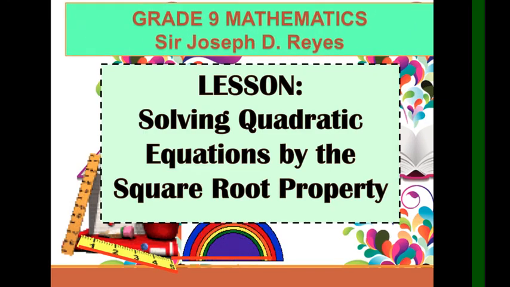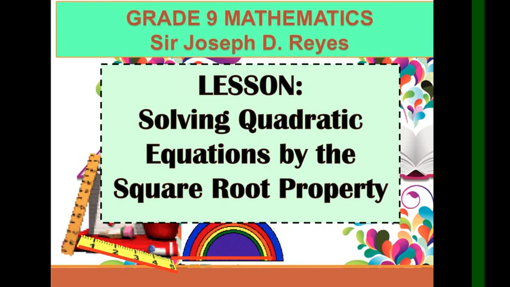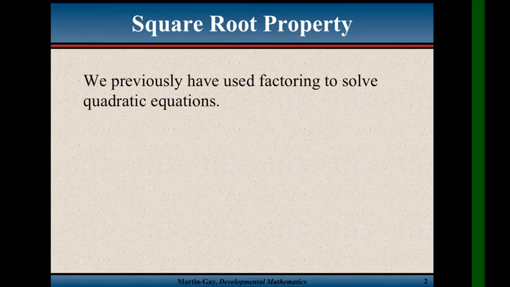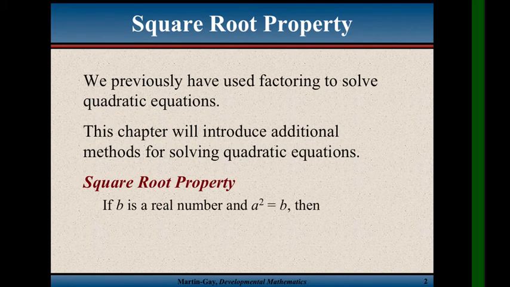Good day everyone, our topic for today is all about solving quadratic equations by the square root property. We previously have used factoring to solve quadratic equations. This chapter will introduce additional methods for solving quadratic equations. Square root property: if b is a real number and a squared is equal to b, then a is equal to positive negative square root of b.